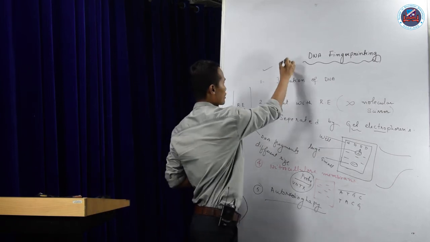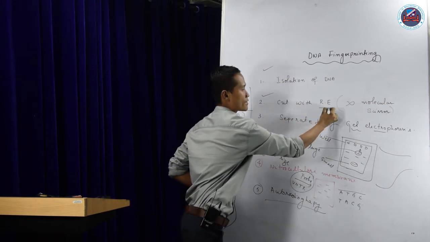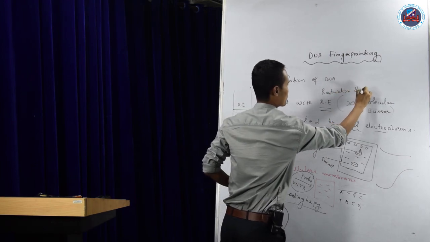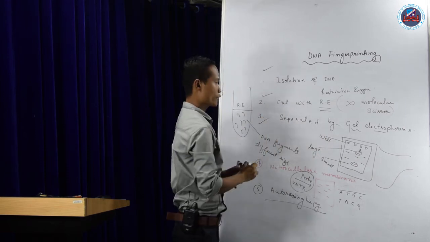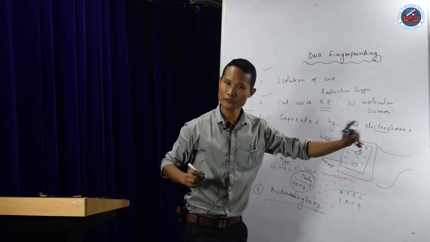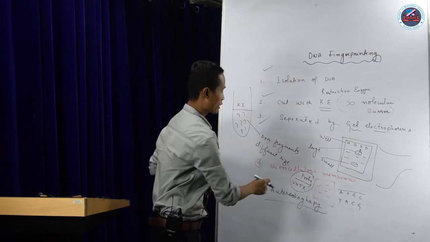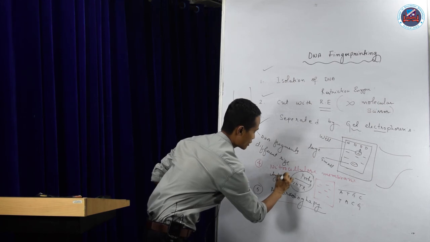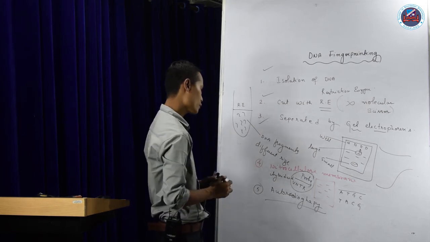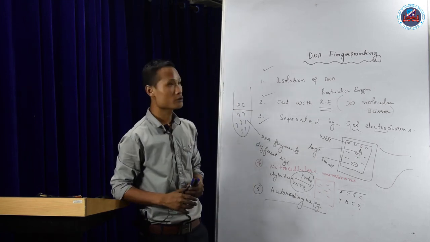So the first step is isolation of DNA. The second is we have to cut the DNA with the help of restriction enzyme. Third, we have to separate DNA fragments by gel electrophoresis. After separation, we have to transfer them to the nitrocellulose membrane where we hybridize. After hybridization, we have to observe by autoradiography. So this ends the chapter of molecular basis of inheritance.